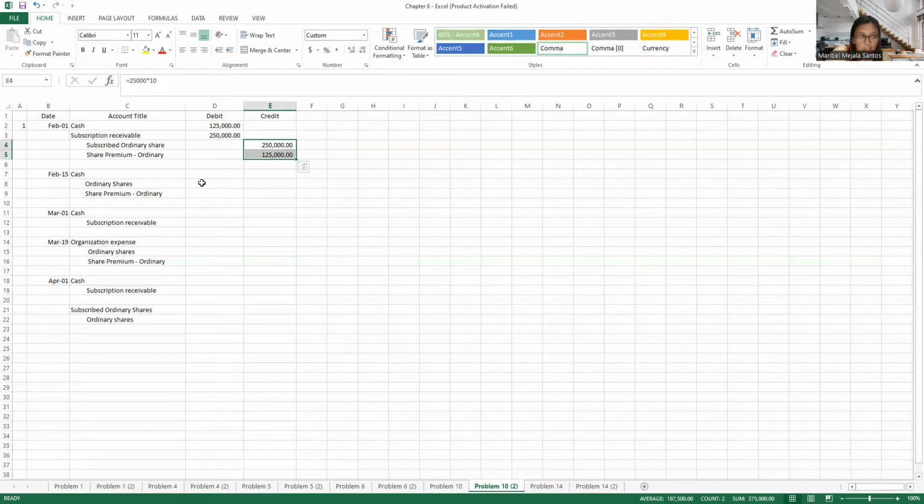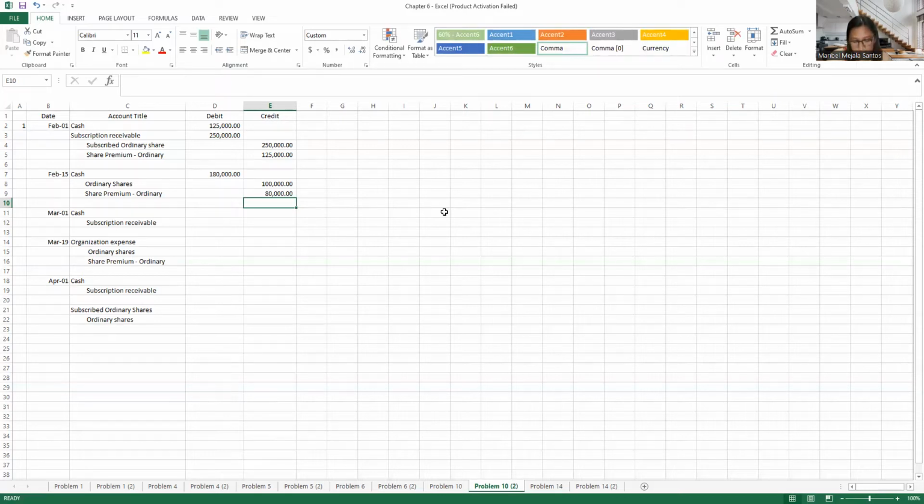Gabayan, on Feb 15, Gabayan sold 10,000 shares. Record mo lang, 10,000 shares at 18, 180,000 cash. Then, ilan daw? 10,000 shares times 10. Then the difference will be share premium. I hope you can still follow.